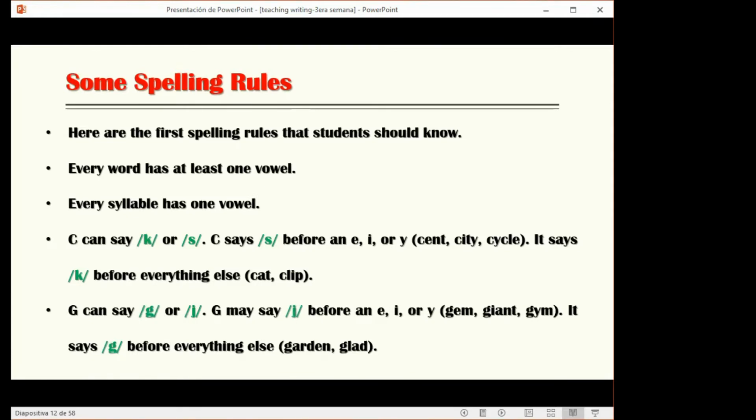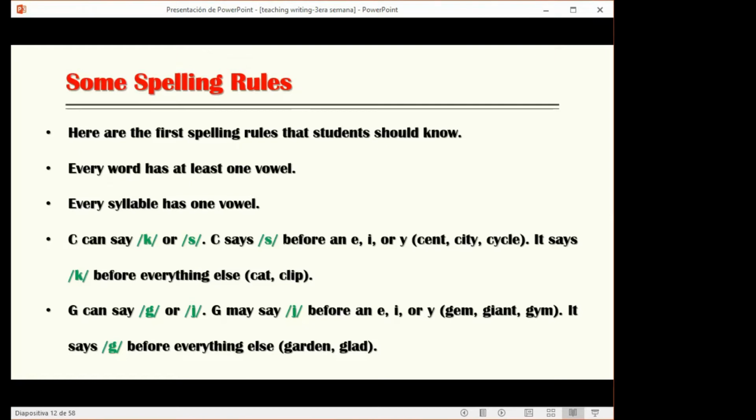G, the letter G. Notice this letter G can say /g/ or /j/. Again, two sounds. Remember, when you have the slashes, they are not letters, they are sounds, they are phonemes, /g/ or /j/. So G may say /j/. Remember, this symbol is not the letter J, it's the sound /j/. So G may say /j/ before an E, I, or Y.